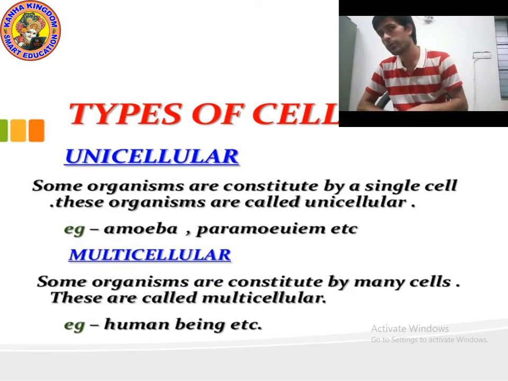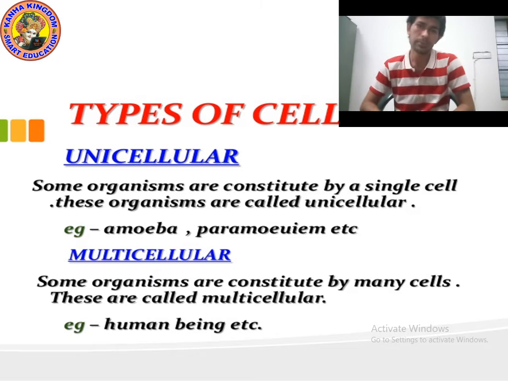So kids, on the basis of the number of cells present in the body, we can divide organisms into two categories: unicellular and multicellular. Unicellular are those whose body is made up of a single cell, and multicellular are those whose body is made up of many cells. Amoeba and paramecium are unicellular. For example, human being, deer, cow, and buffalo are multicellular. Let's move on to the next point.